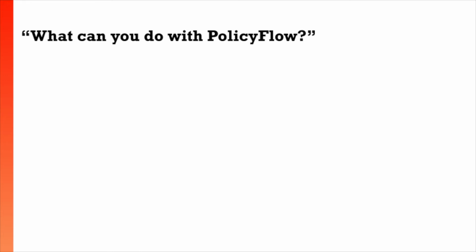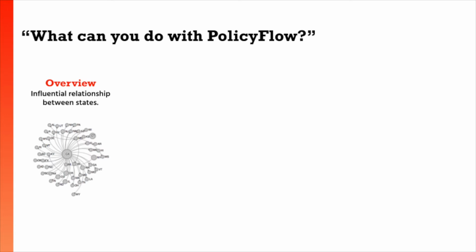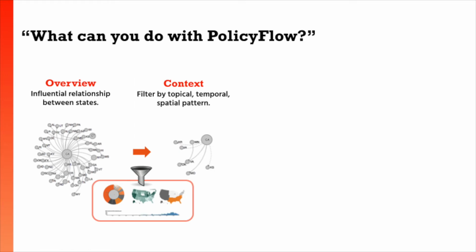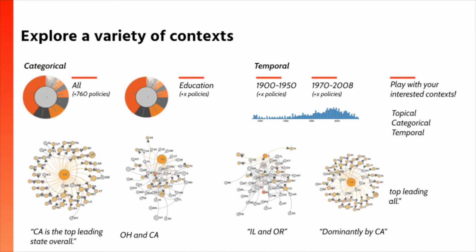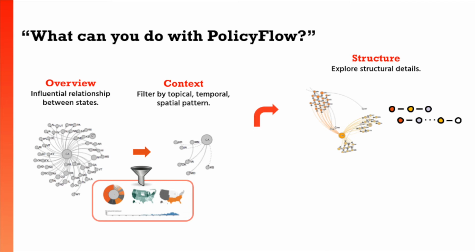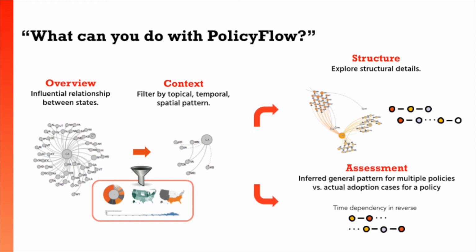PolicyFlow supports a variety of functionality to help you understand the patterns over policy adoption cases. First, we provide an overview of the influential relationship between states. This network can be filtered in the context of topical, temporal, and spatial dimensions. Explore any other contexts based on policy category, time period, or combination of multiple contexts. When you are interested in details on specific nodes, you can hover over a node and see how a state is connected to others. We also support the assessment of the inferred relationship. Since this is a general pattern by inferring a network, we support a visual summary of how the inferred relationship is conforming to or deviated from actual adoption trends.